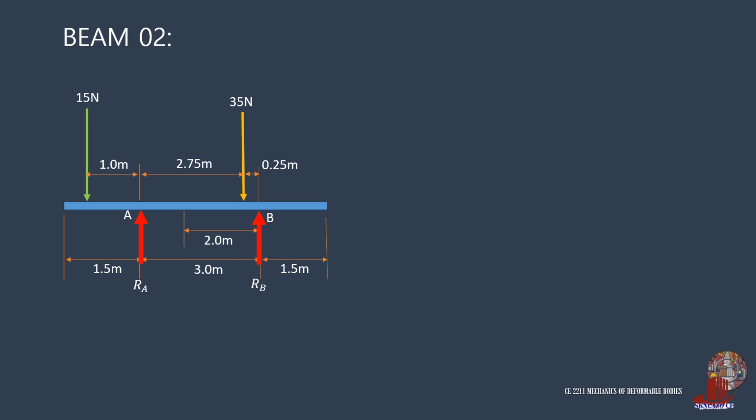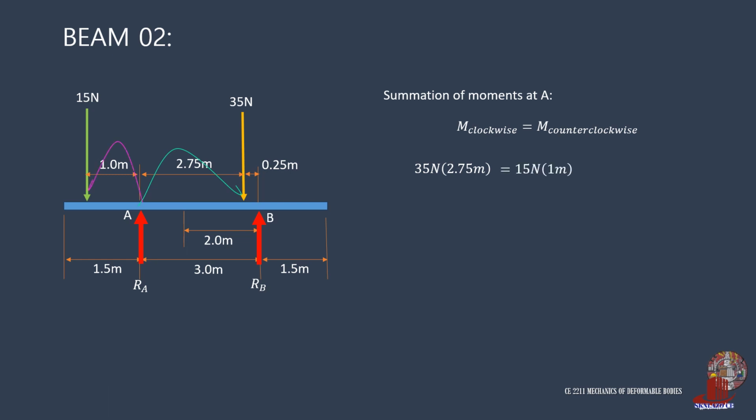After simplifying the loadings, take the summation of moments about point A. With clockwise moments first, take 35 newtons times 2.75 meters and equate the counterclockwise moments. They are 15 newtons times 1 meter, and the reaction at point B times 3 meters.